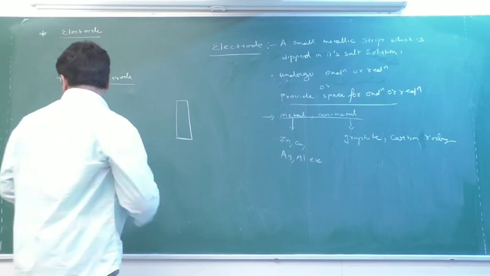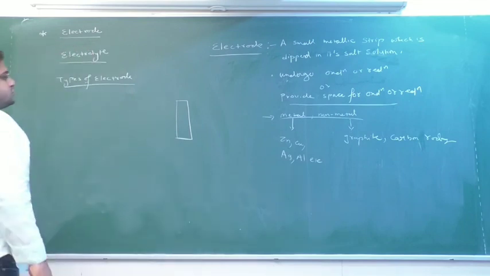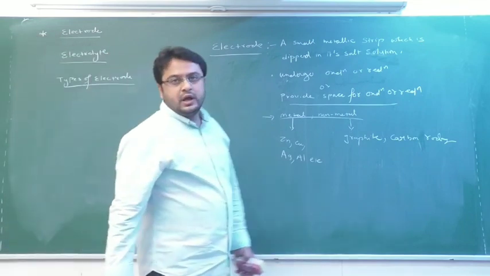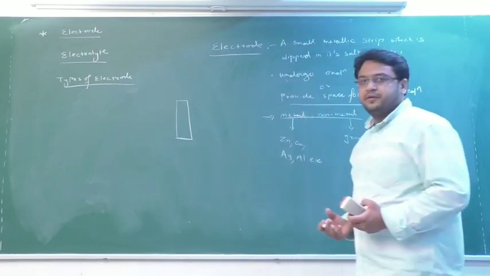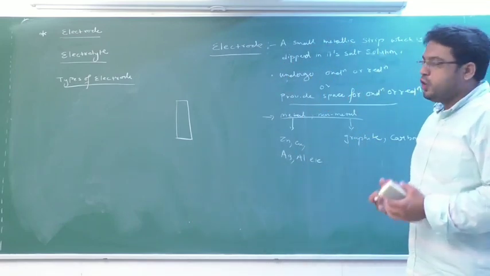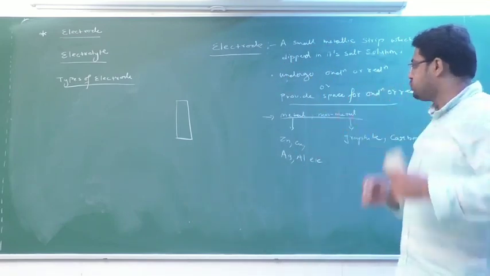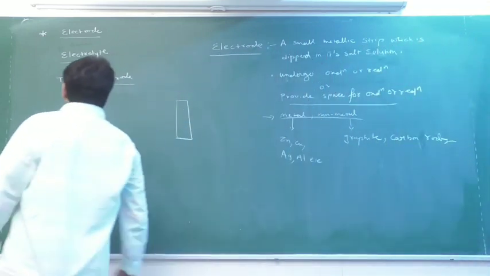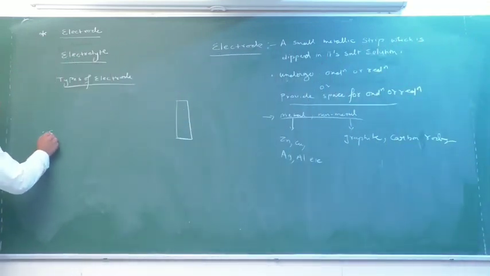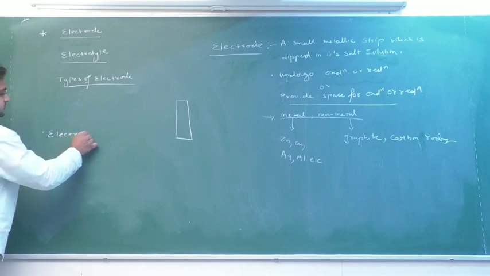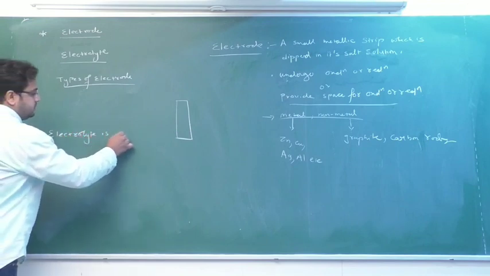Now we will see electrolyte. So what is an electrolyte? Very simple. An electrolyte is a solution which conducts electricity, or which allows electric current to flow through it. So what do you mean by electrolyte? See here. So an electrolyte is a solution.